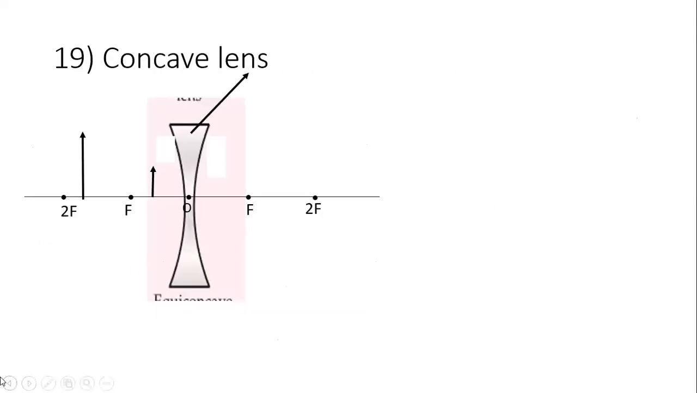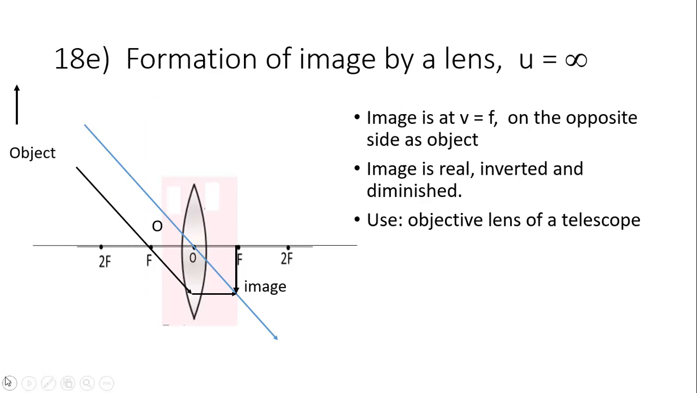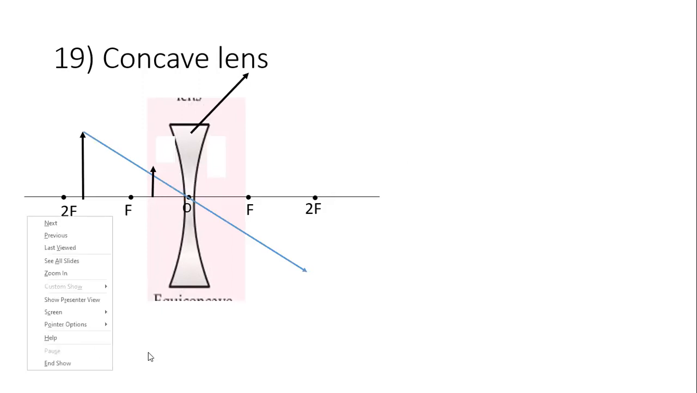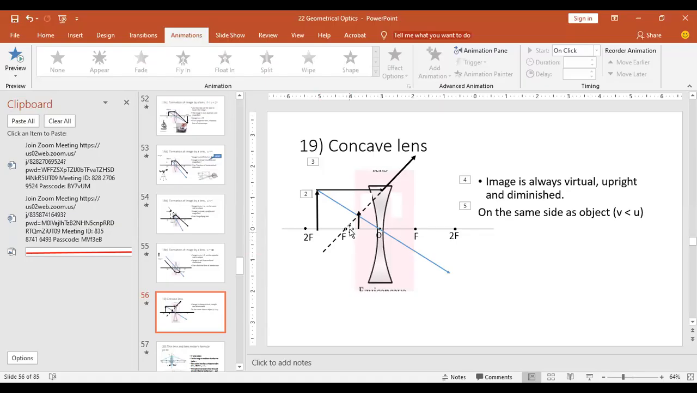Okay, so far? We are just reviewing your SPM work. Right? Concave lens or diverging lens is very simple, very straightforward. Sorry, let me just remove the, very careless of me.